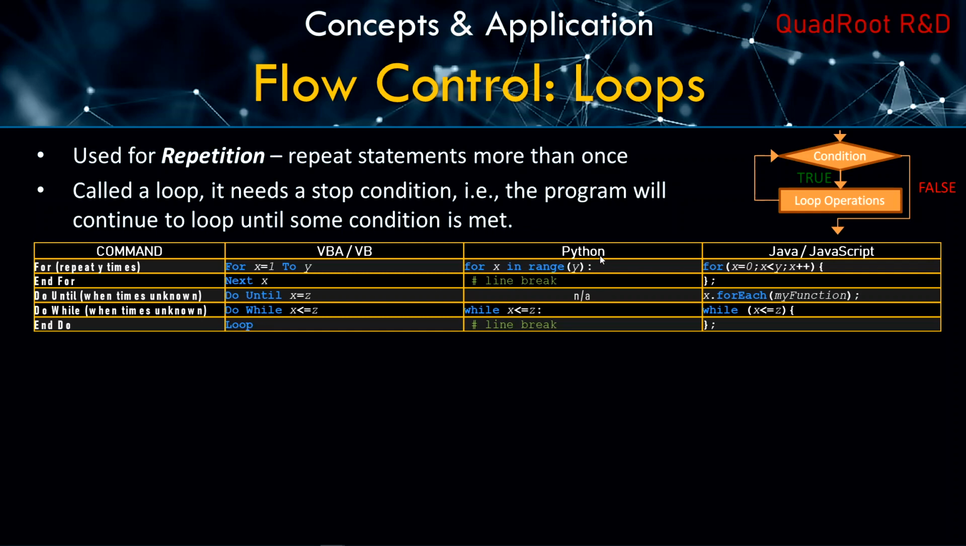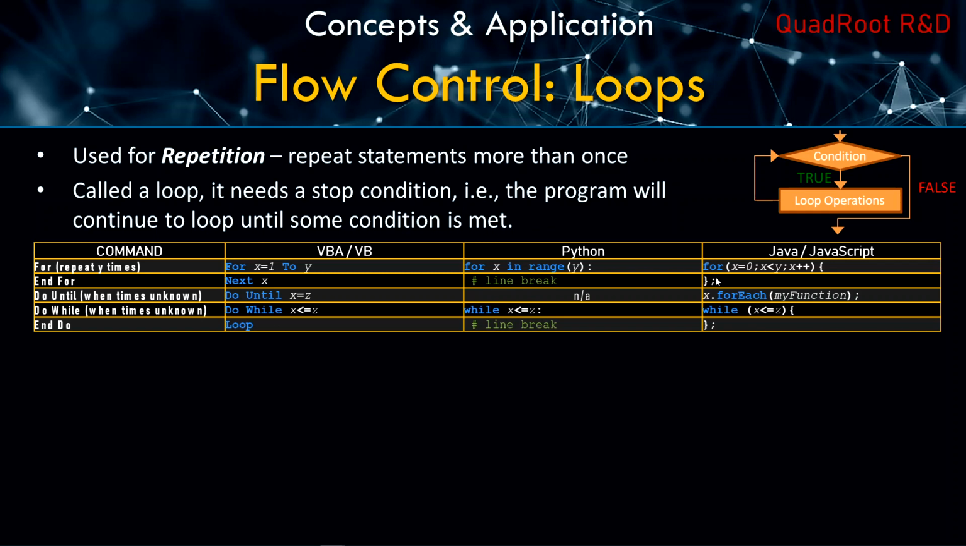Now in Python, you have the while operation. So you say while x is less than z, which is your condition, or less than or equal to z, you do everything else that's indented. Once you finish the operations, you can come back to the level of while. And in Java and JavaScript, it's while x is less than z, and then everything in the curly brackets is executed.